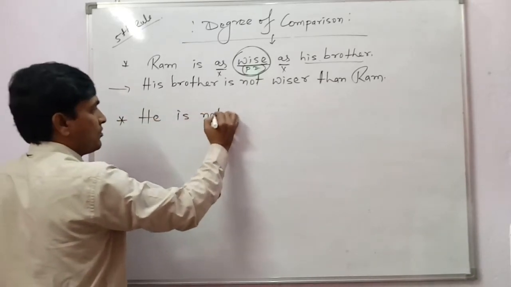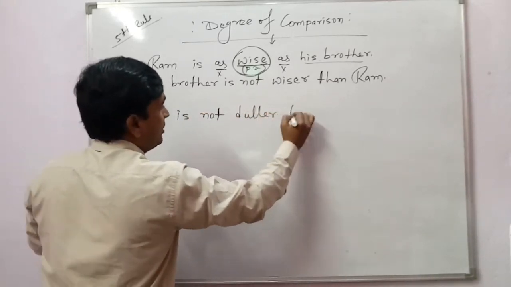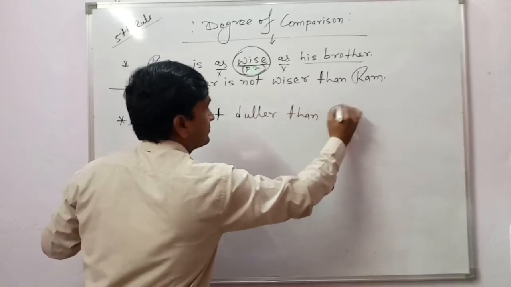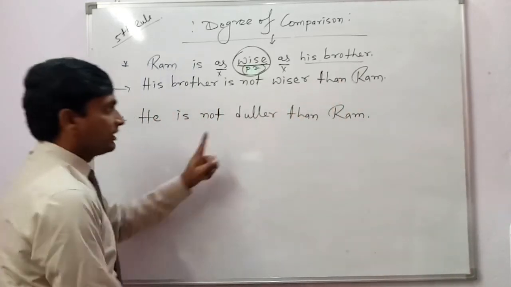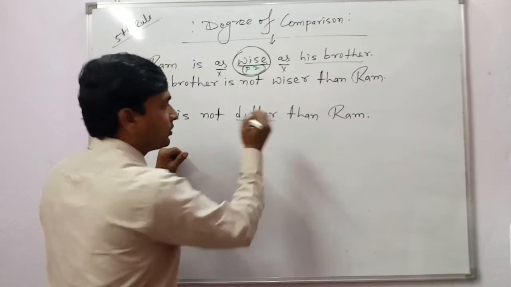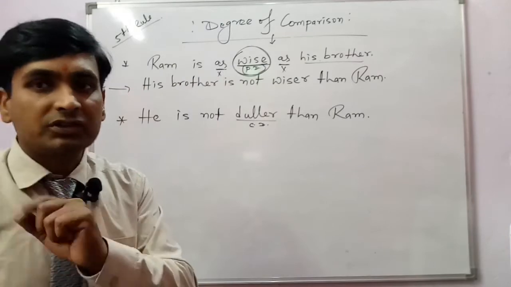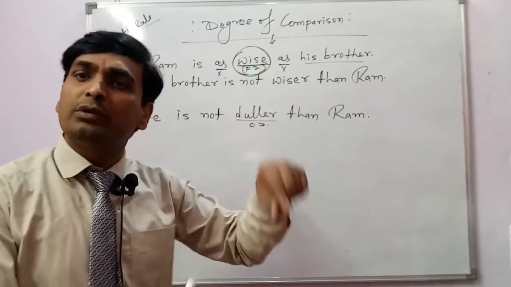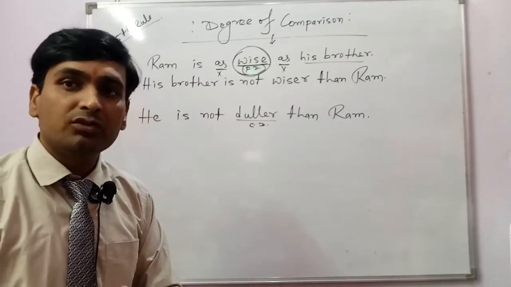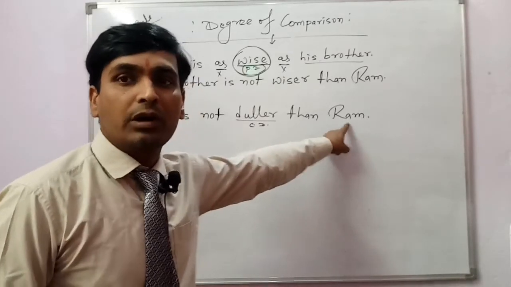He is not duller than Ram. Now you can see here this one is CD. So your question is in CD, meaning comparative degree. If your question is in comparative degree, change it into positive degree, right? The very same thing you have to do: put the last noun or pronoun at first.